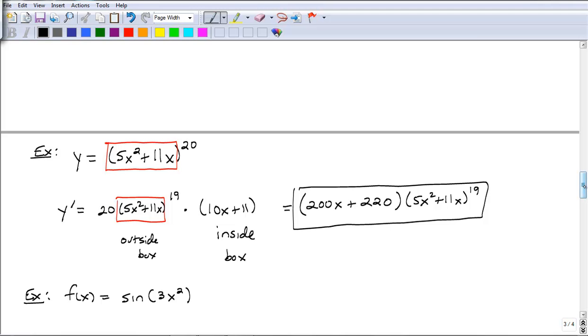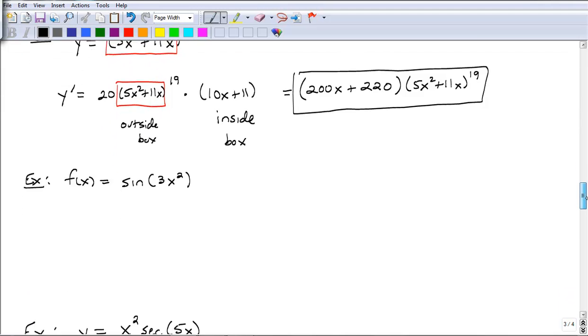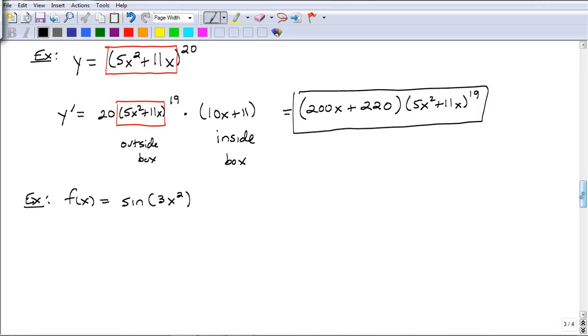Yet another example of the chain rule. Here we have the sine of 3x squared. The arguments of trig functions are a lot of times the g of x. F of x is the sine of x. G of x is 3x squared. So now I'm going to take the derivative around the box. Now this can feel a little weird because we have a trig function on the outside. But when I take the derivative around the box, I have to leave the box alone. So I leave the 3x squared alone.